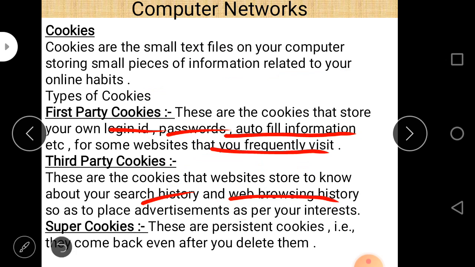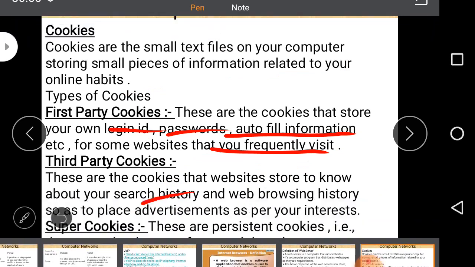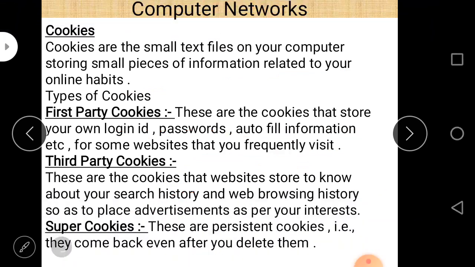And next is super cookies. What are super cookies? Super cookies are basically persistent cookies. That means we cannot delete the data of super cookies. If we delete the data of super cookies, it comes back, even after you delete them. You are not able to delete the data of super cookies. So that's why they are called super cookies. Data cannot be deleted in super cookies.